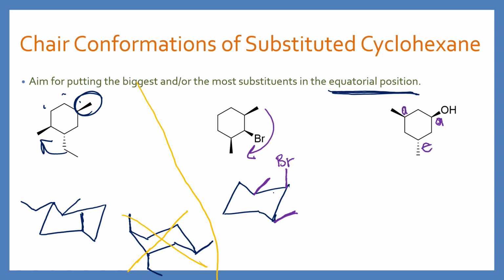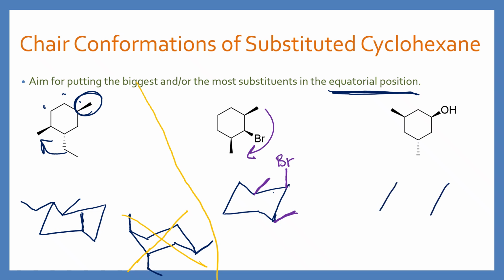So that's not the one that we want to pick. So if I make this one equatorial, then this will be equatorial as well, and the other methyl group will be axial. And if you can't plan that out in advance, that's totally okay. Just draw a chair and you can always change your answer if you don't like what you get.